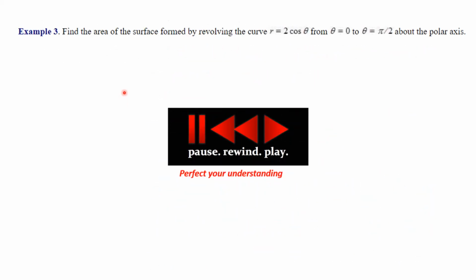Let's look at a problem. Find the area of the surface formed by revolving the curve r equals 2 cosine theta from theta equals 0 to theta equals pi about the polar axis. You know what to do. Let's see how you did.